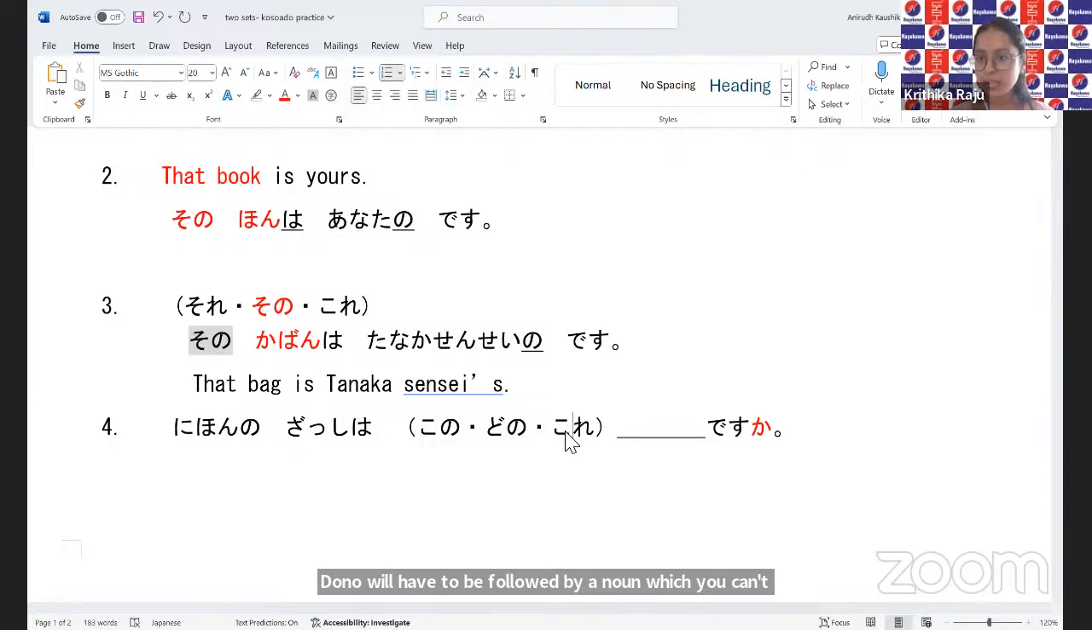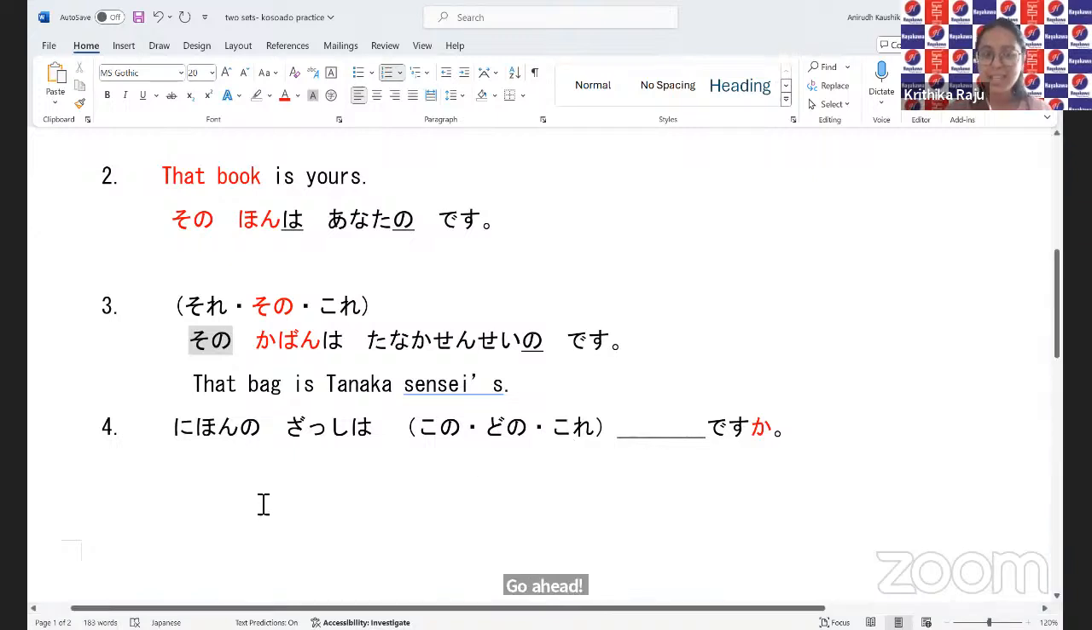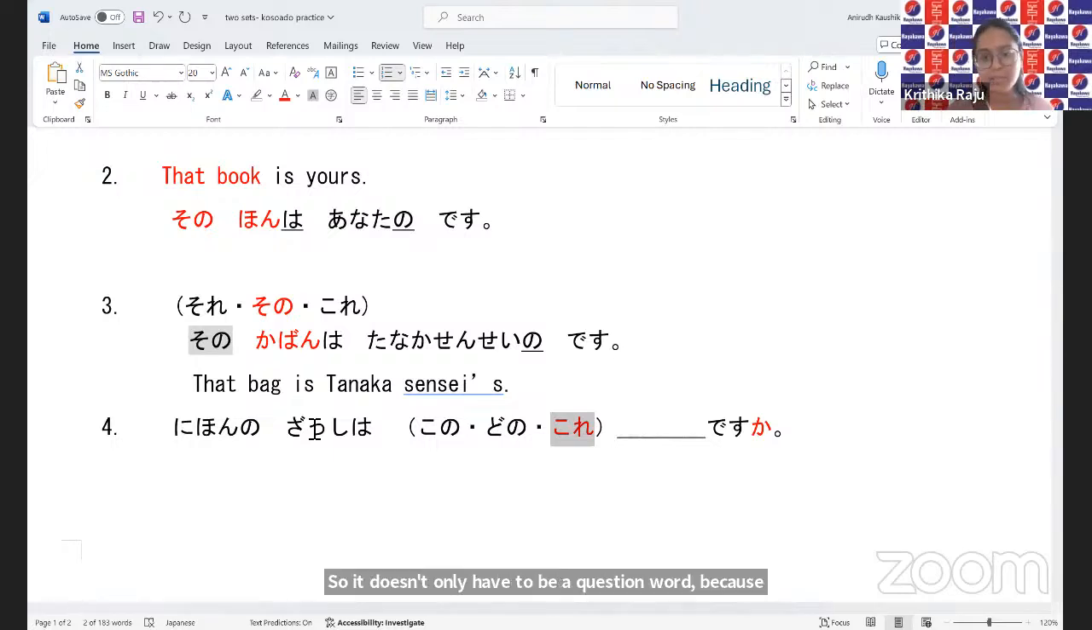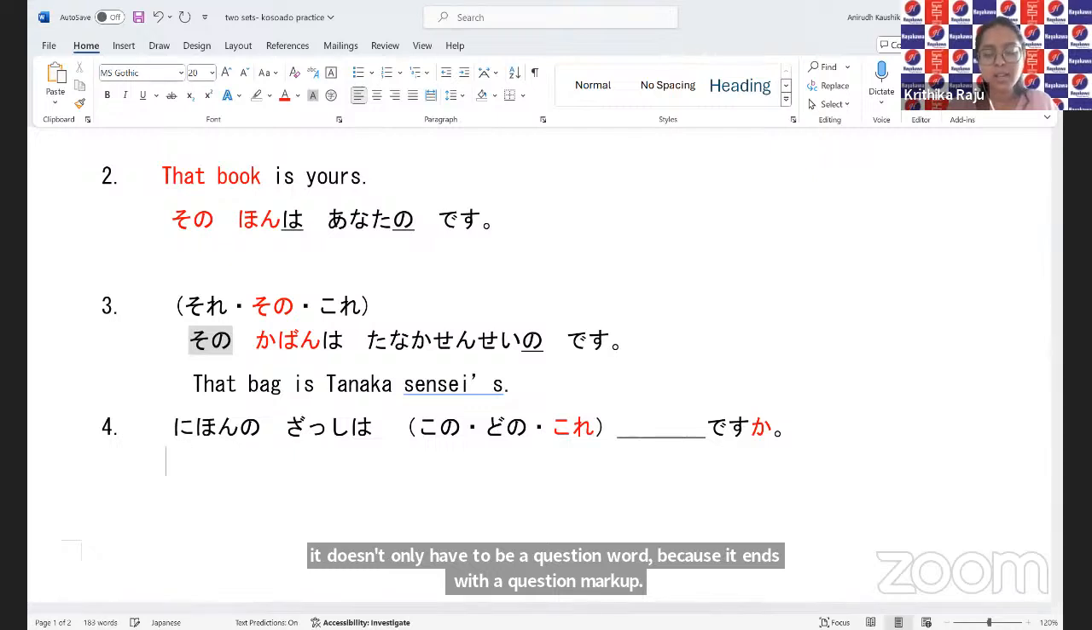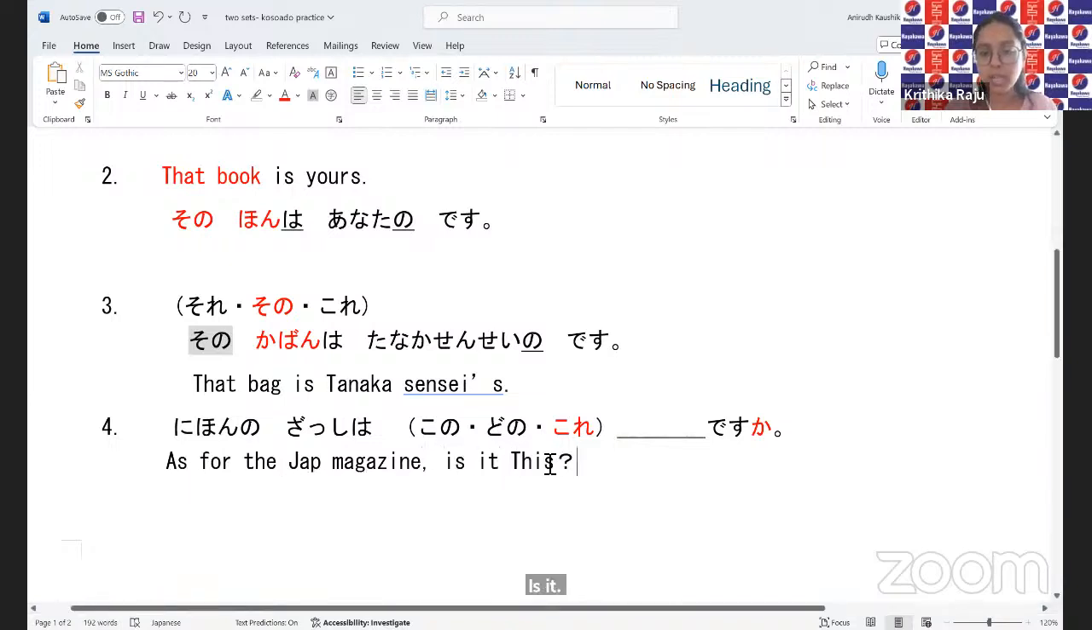Now, these are the three options. Do you have a right answer here? Yes, it can be. Kore desu ka will be, is it this? As for the Japanese magazine, is it this? Kore desu ka? So it doesn't only have to be a question word because it ends with a question marker. I'm just trying to tell you that. So as for the Japanese magazine, is it this? Kore desu ka?